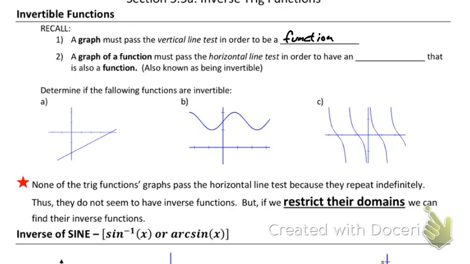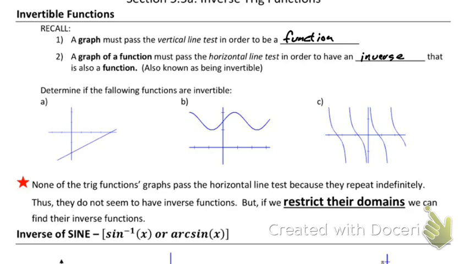Well, in order for there to be an inverse, it has to pass what's called the horizontal line test. That's what it says here. A graph of a function must pass the horizontal line test in order to have an inverse. That is also a function, also known as being invertible. So, to check if something is a function, you do a vertical line test. To check to see if its inverse is also a function, you do something called the horizontal line test.